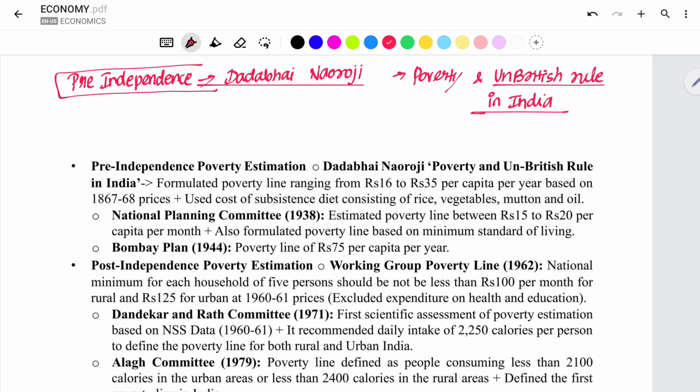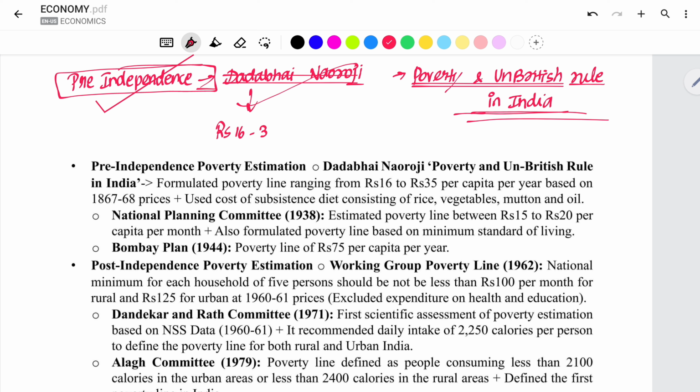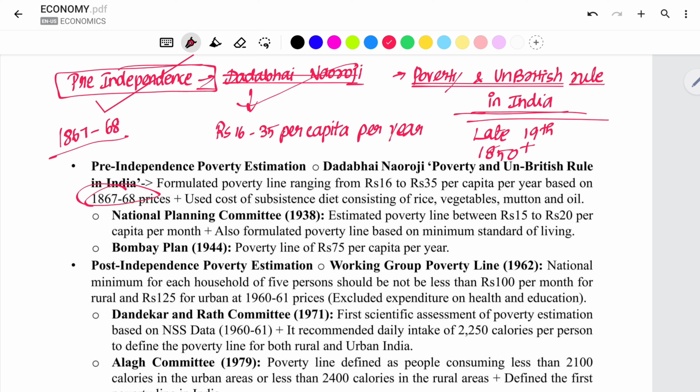So what we have understood so far: in the pre-independence time we have Dadabhai Naoroji, and the book name is Poverty and Un-British Rule in India. He estimated that rupees 16 to 35 per person, per capita per year. This is according to the late 19th century, meaning 1850 plus, so 1867 to 68. At least we should remember that it is the late 19th century. He used the cost of a subsistence diet consisting of rice, vegetables, mutton and oil.